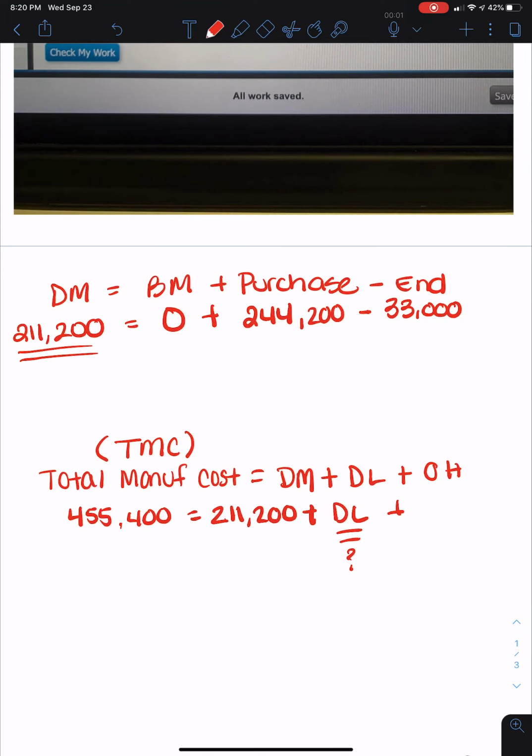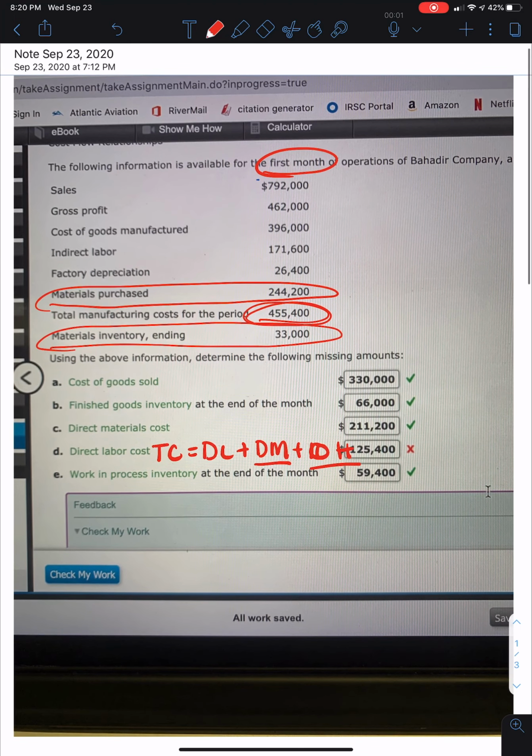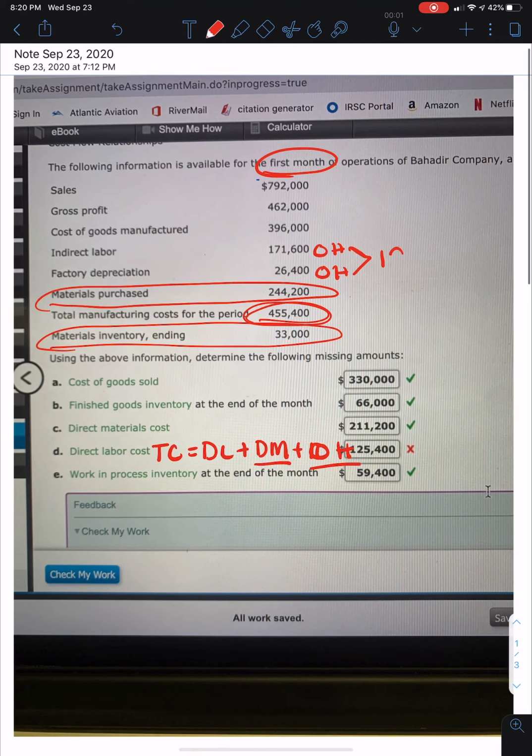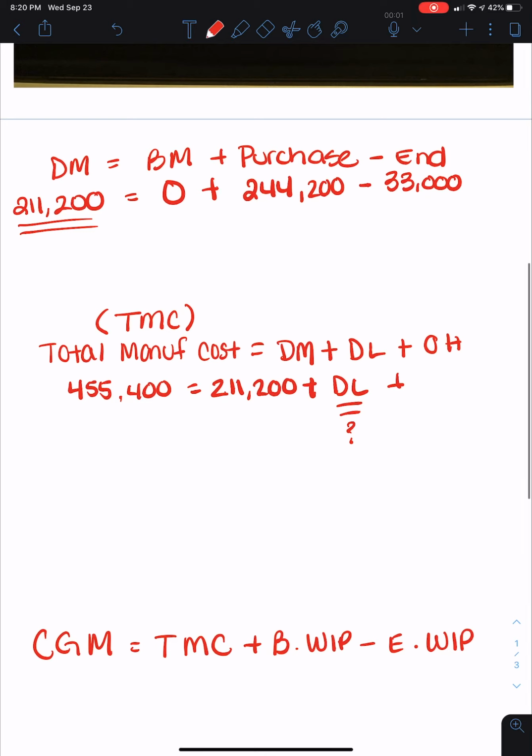And then our overhead. Now, when looking at this problem, I only see 2 categories that are overhead. And as we discussed, overhead is something that is not directly linked to the product. So indirect labor is considered overhead, and factory depreciation is considered overhead because they cannot be traced directly to the product. So let's see here. You would add these 2 up, and that would give us our overhead, which is 198. Okay. So we would drag that down to here.